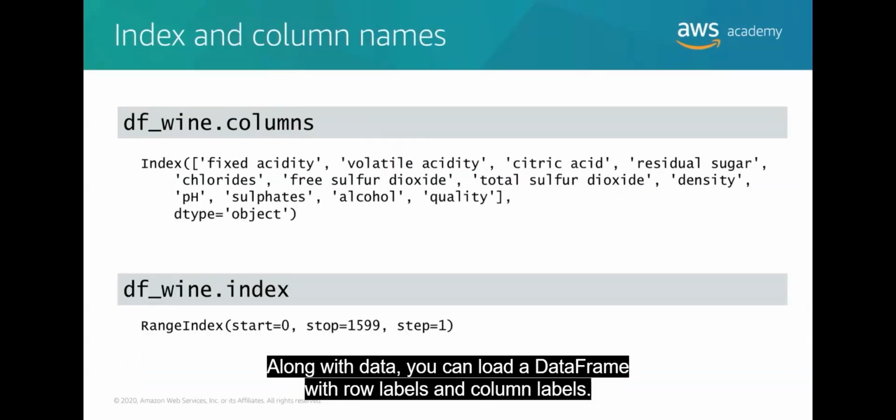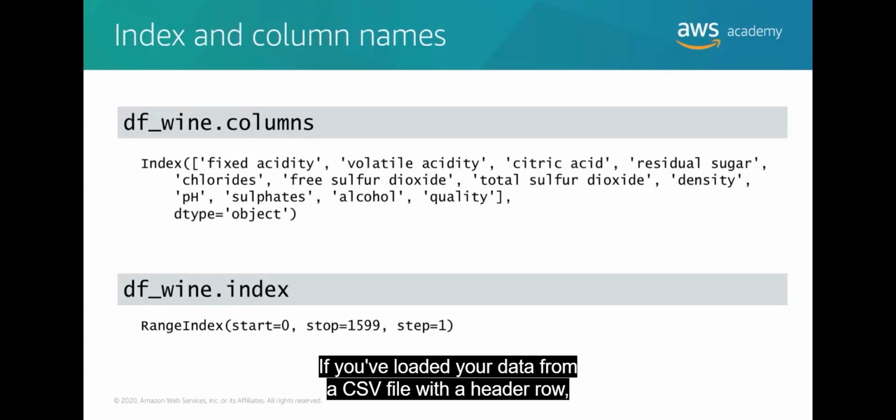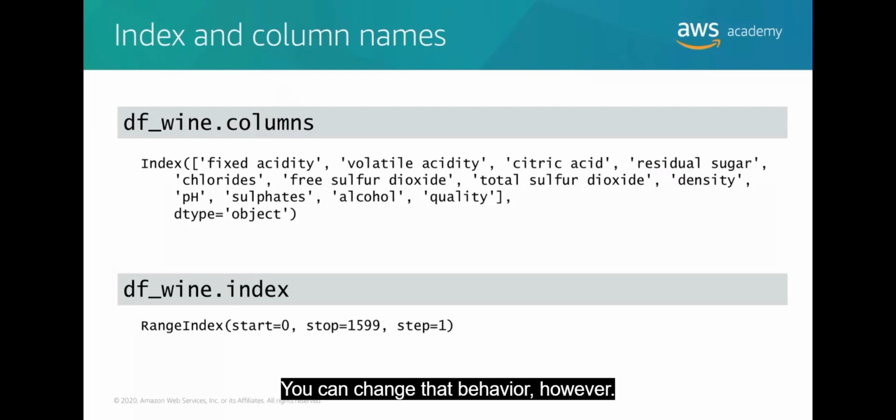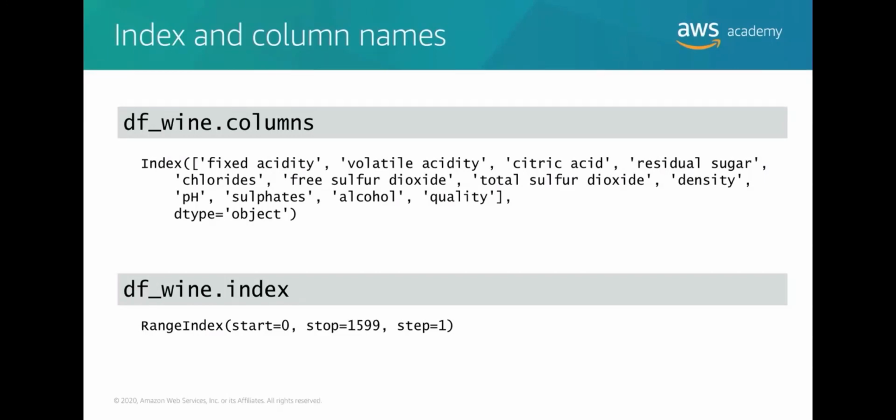Along with data, you can load a data frame with row labels and column labels. The row labels are known as an index, and the column labels are known as columns. If you loaded your data from a CSV file with a header row, the columns will be created from the first line of the file. You can change that behavior, however. If you don't have column names in the source file, you can pass them as a parameter.